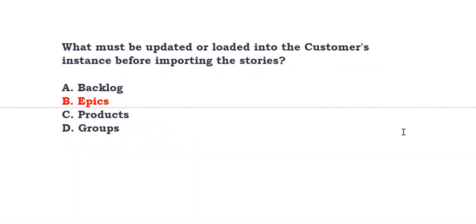Next, what must be updated or loaded into the customer's instance before importing the stories? Option A, backlog. Option B, epics. Option C, products. And option D, groups. Correct answer is option B, epics.